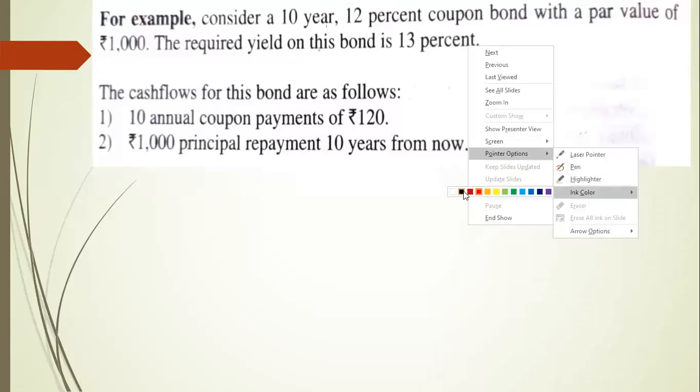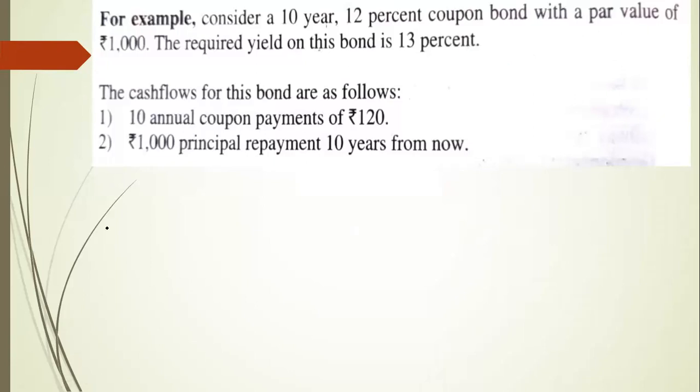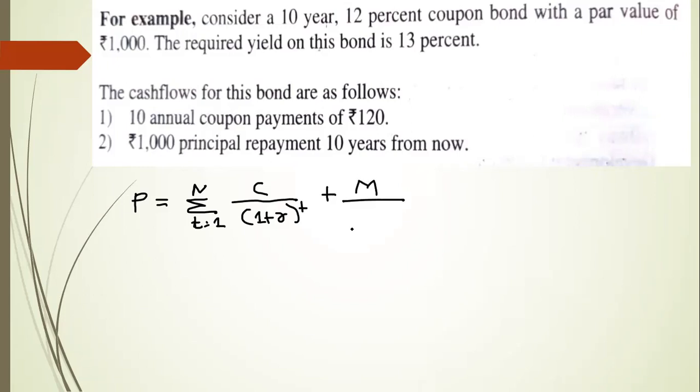Let me change the ink color. So the formula for calculating the bond is: present value P is equal to the summation from t equal to 1 to N of C divided by (1 plus R) raised to t, plus M, the maturity value or the principal value of the bond, divided by (1 plus R) raised to N.